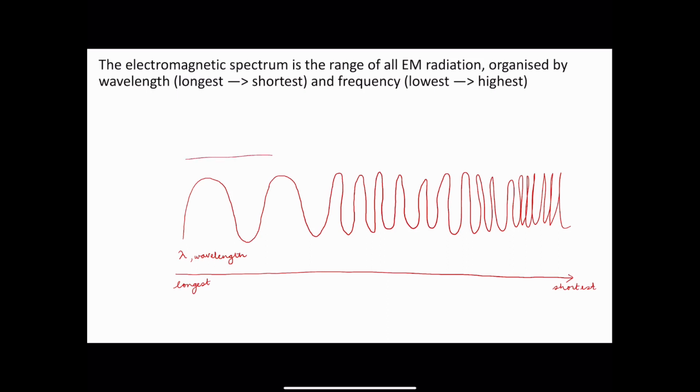And I'm also going to put another label at the top here. This is frequency, f. And it's also the lowest to the highest. Okay, so at the minute, all I've done is turn that information that's in the statement into a picture. Okay, that's how I would show this.